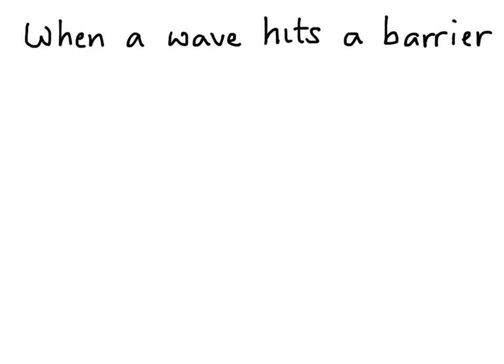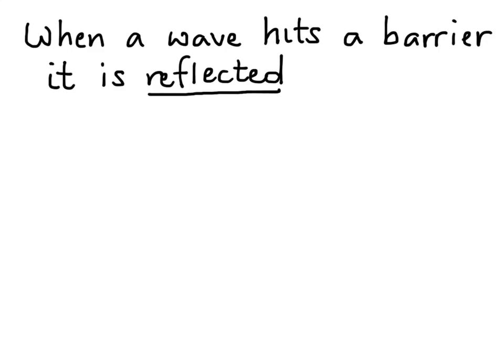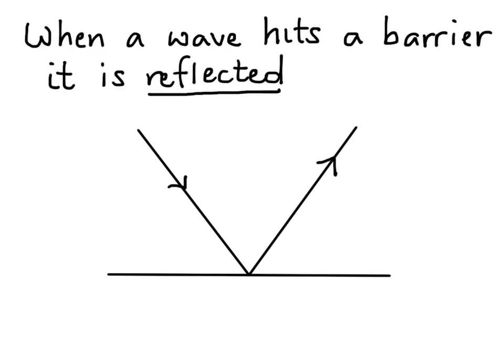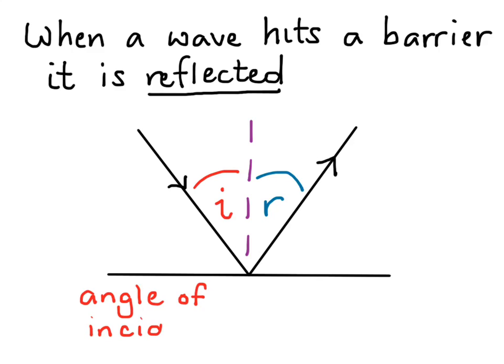So first one is reflection. When a wave hits a barrier, it's reflected. And we're used to that. Mirrors are an obvious example. If you actually do some measurements of light or any wave coming onto a barrier and then reflecting off it, and you measure what's called the angle of incidence and the angle of reflection, then you find that they are equal. So that's a general rule, that the angle of incidence equals the angle of reflection.